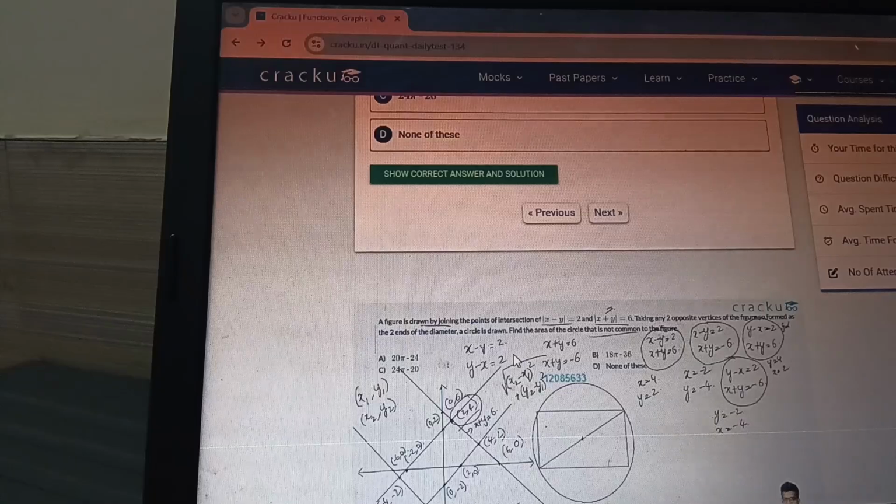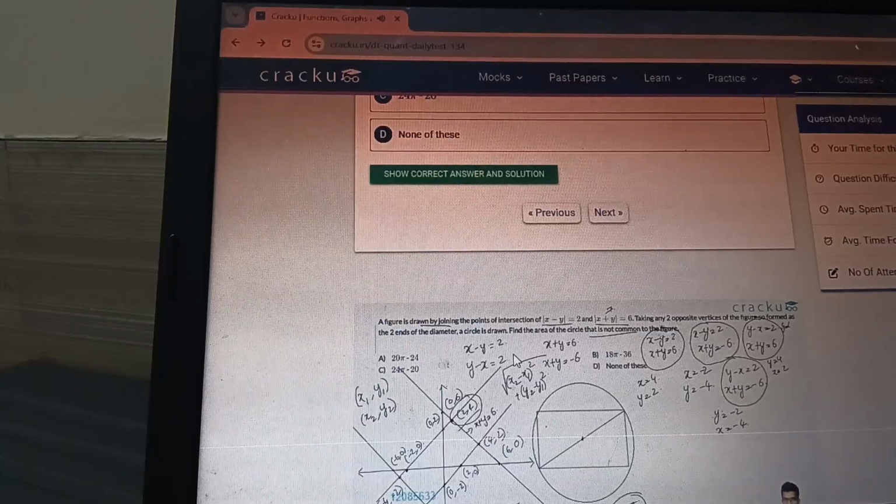Therefore, what is the area of the circle? That is equal to pi r square. Pi r square will be equal to 20 pi. This is the area of the circle. What is the area of the rectangle? For that, we need to know the length and the breadth.